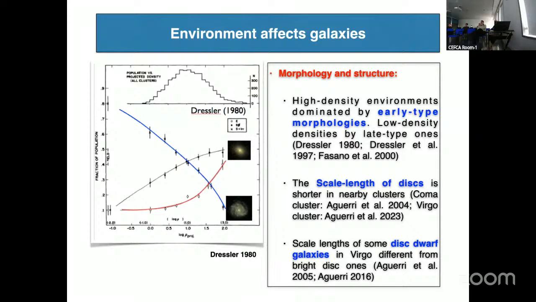Also, there is a connection that we discovered many years ago between the scales of the galaxy, especially the scale of the bright disk, and the position in different nearby clusters like Coma, Virgo, etc., in the sense that the scales in the center of the clusters are smaller than in the outskirts. And there is also a relation between the length and the scale of the disk of dwarf galaxies and their location in a nearby cluster like Virgo.